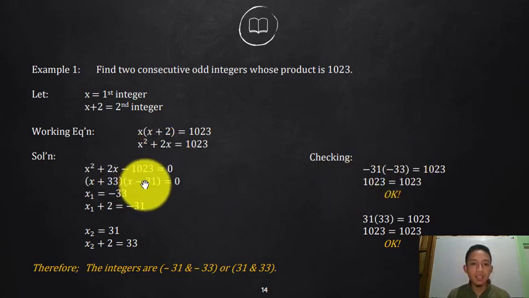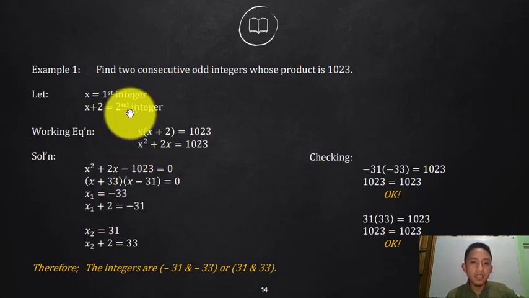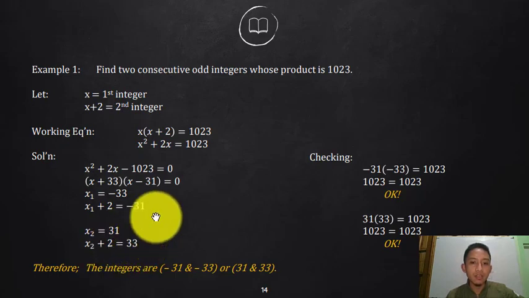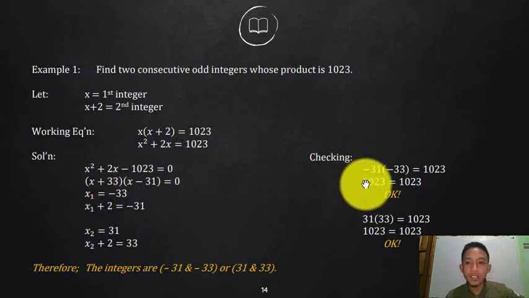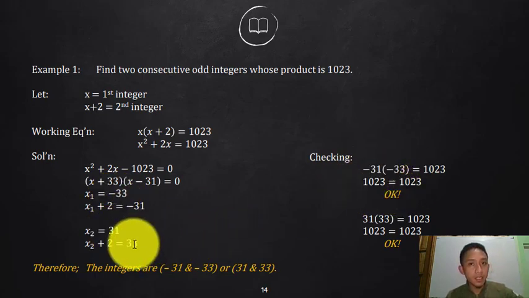But there is another solution. Equate your x minus 33 to 0. You will have x equals 33. Okay, positive 33. Let's say that is x sub 2, the second value of x. Get the second integer of that. So 33 plus 2 is 35. A while ago, we had negative 31 and negative 33, which is proven to be correct. Now we have 31 and 33.